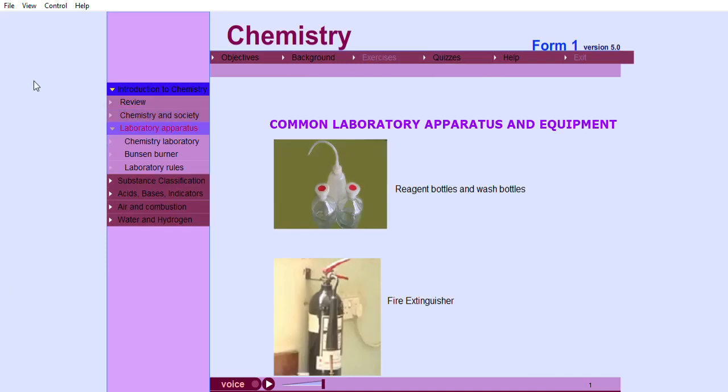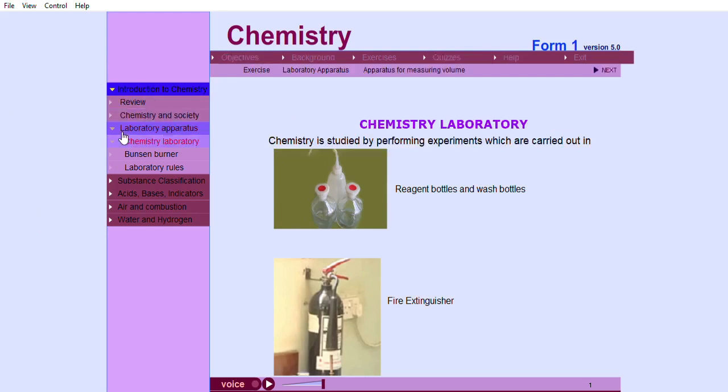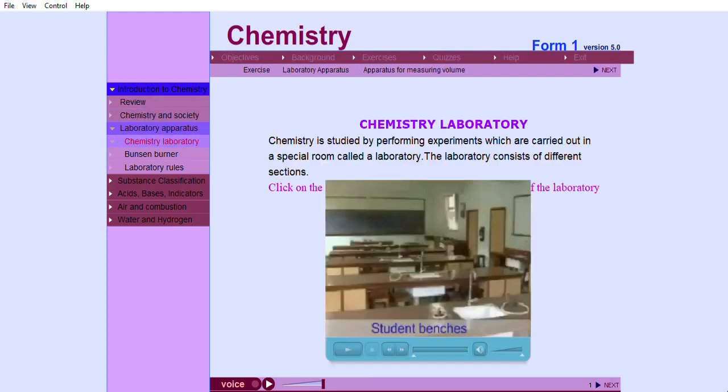Chemistry is a science and is therefore studied by performing experiments. Experiments are performed using different apparatus. In this topic, we will study the uses of different apparatus. Chemistry is studied by performing experiments which are carried out in a special room called laboratory.